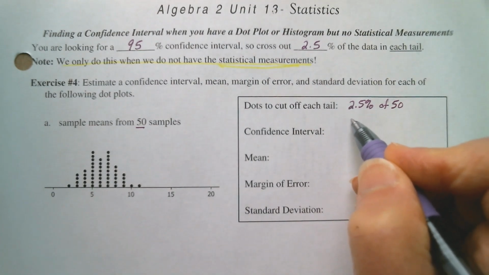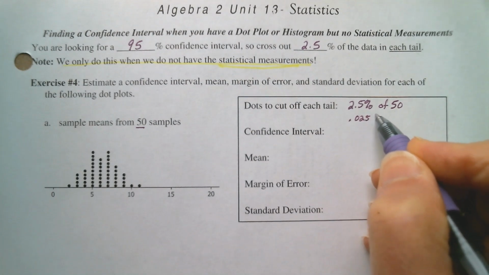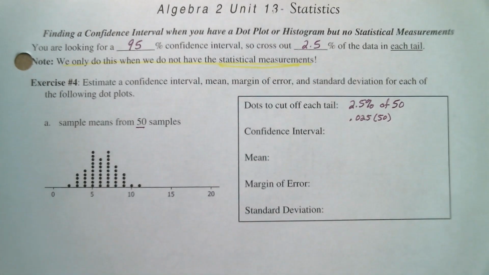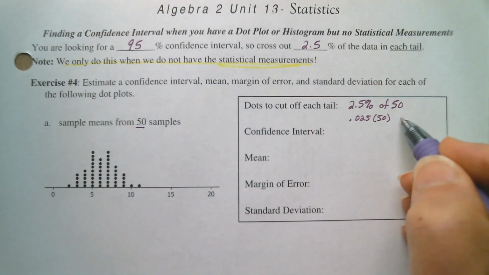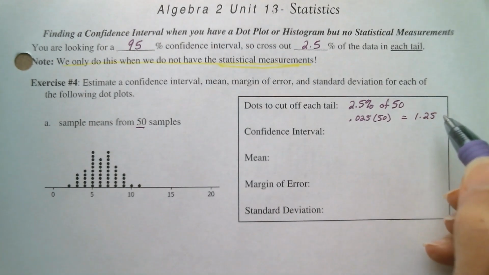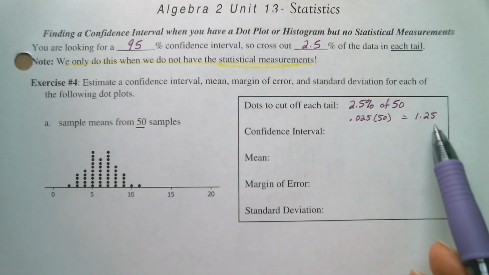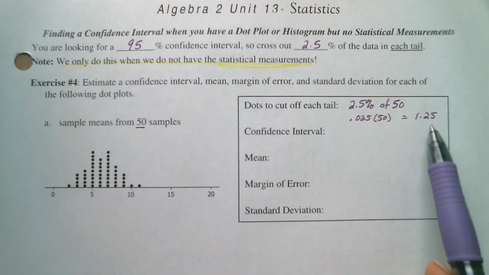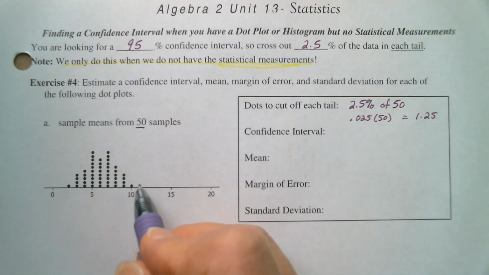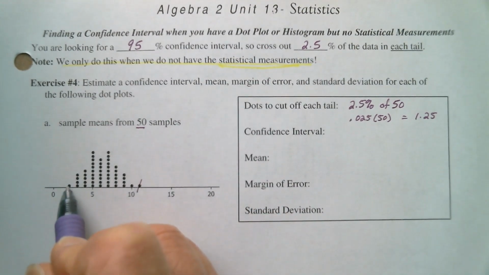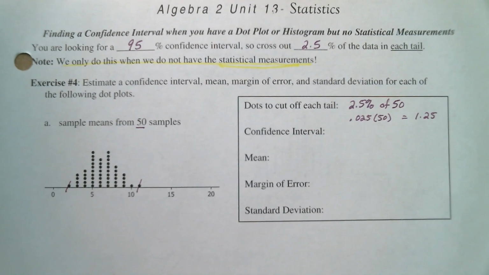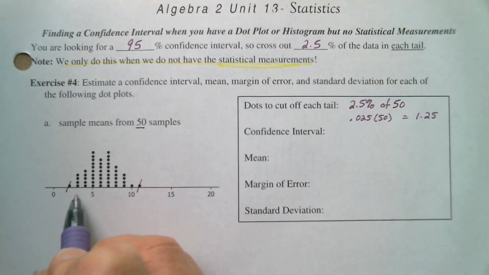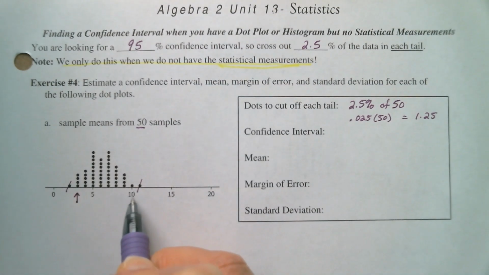Well, change the percent to a decimal, it's 0.025 times 50. 0.025 times 50 is 1.25. So we want to cross off 1.25 dots from each end of our data distribution here. Well, 1.25 would round down to 1. So on the right-hand tail, we cross off 1, and then on the left-hand tail. So now our estimated confidence interval is from here to here.